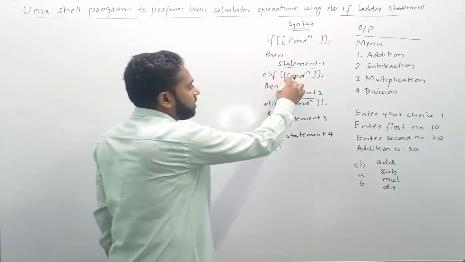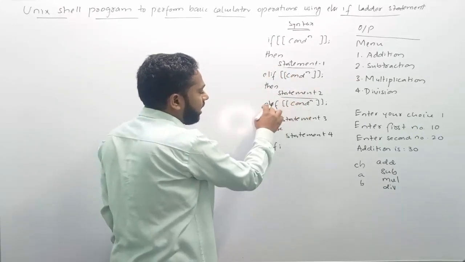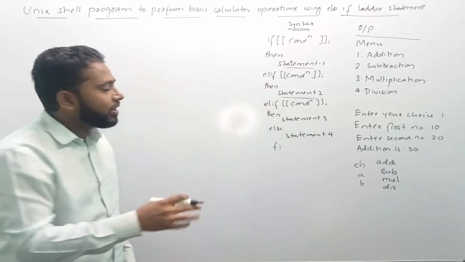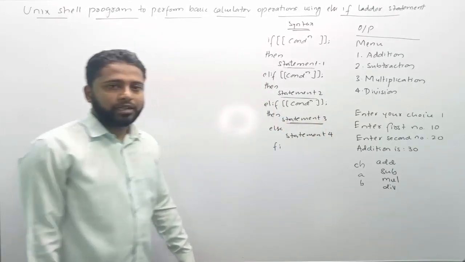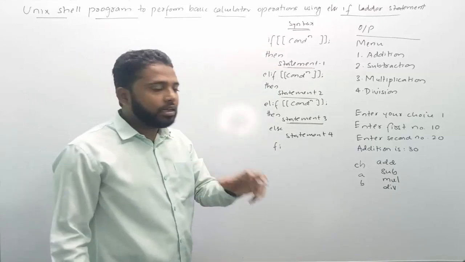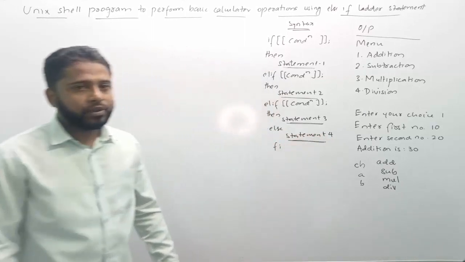If this second condition didn't get satisfied, then control will come to the third condition, which is elif, where there is a third condition. If this condition becomes true, then control will come inside elif to execute statement 3. If none of these above three conditions get satisfied, then control will come to the else block to execute statement 4.